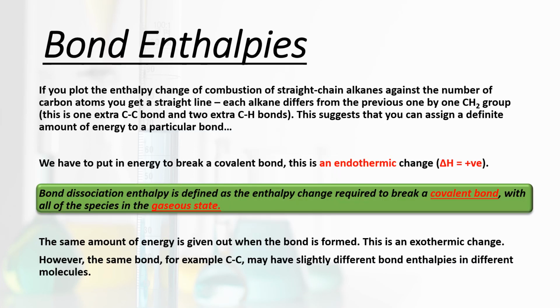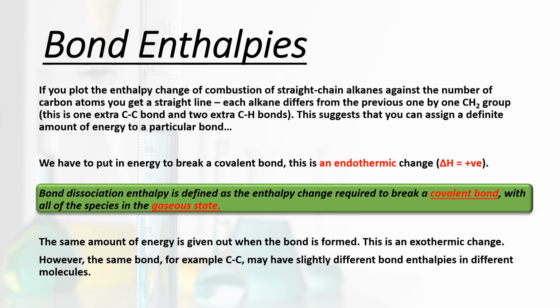So if you were to plot the enthalpy change of combustion of some straight chain alkanes against the number of carbon atoms, so on the y-axis we have our enthalpy change of combustion, the x-axis the number of carbon atoms we have, so that's for example going from methane to ethane to propane to butane, so 1, 2, 3, 4, etc. on the x-axis, you get a straight line.